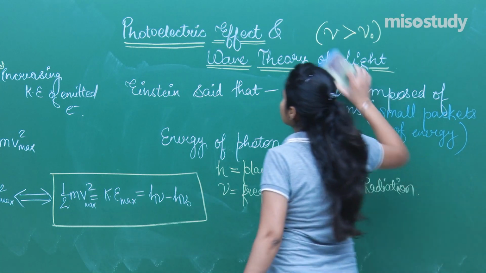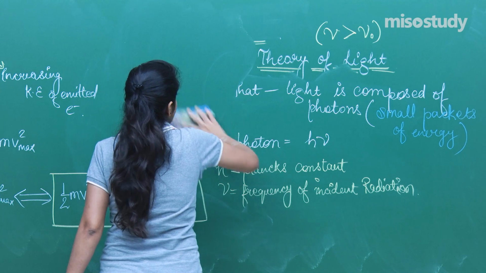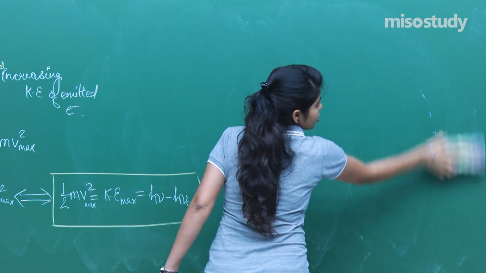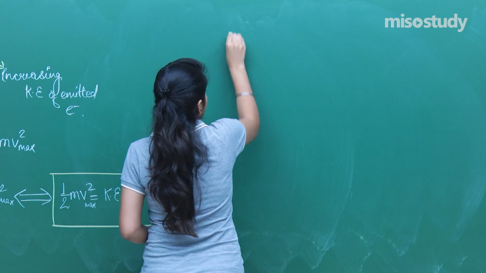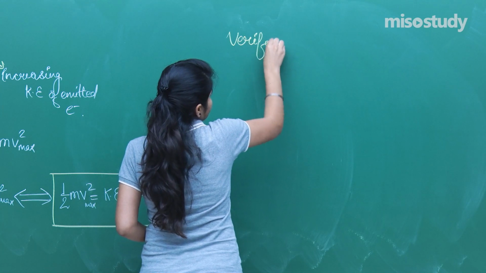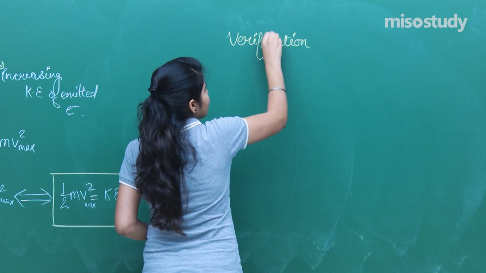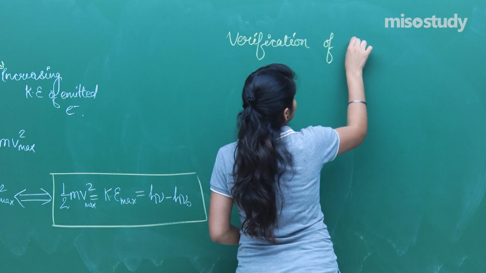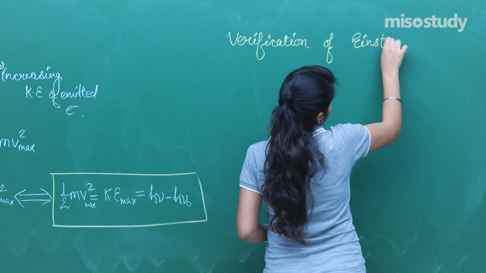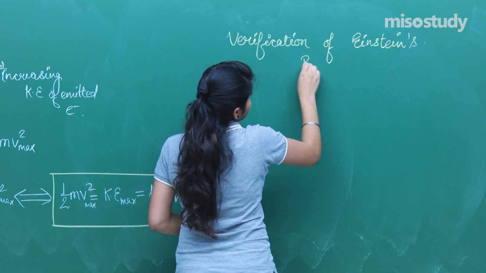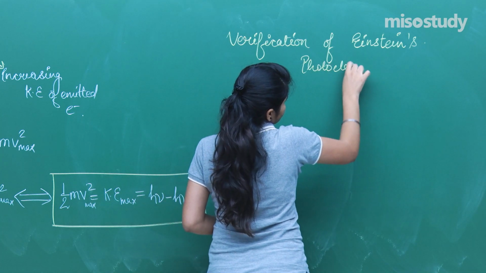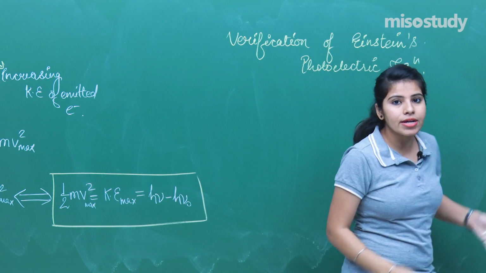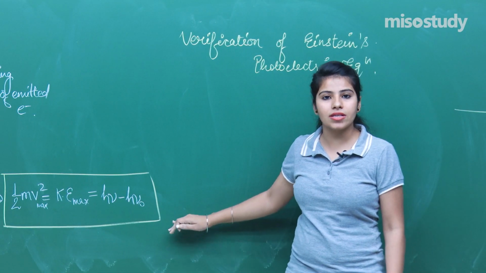So let me just change the topic now. Here we are now discussing the verification of Einstein's photoelectric equation. Because by the experiment of the scientist Millikan, this equation has been verified to be correct. Okay. So when he plotted the graph, he saw that Einstein has given this equation.